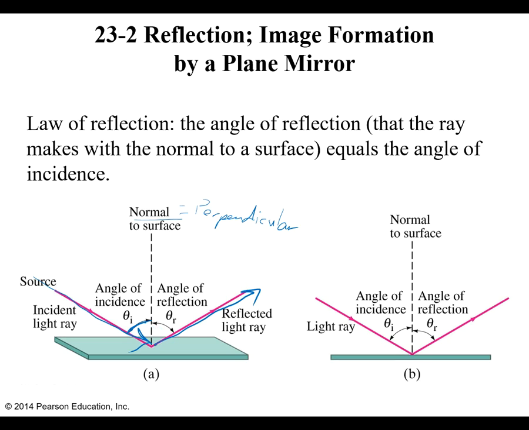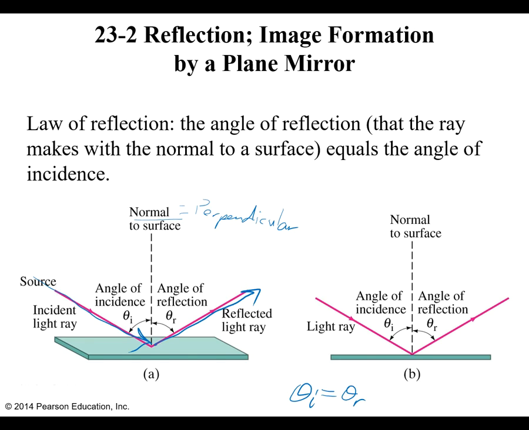Anyway, so the law of reflection says that the angle of incidence, or the angle of incoming light, has to equal the angle of reflection, or the angle of reflected light.